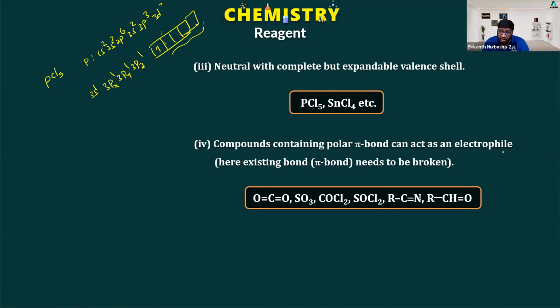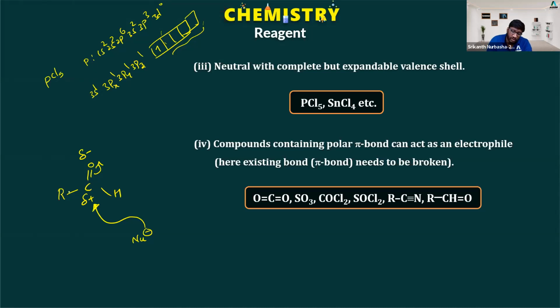Compounds containing polar pi bonds can also act as electrophiles, like CO2, SO3, COCl2, RC=H. RCHO is an aldehyde group. In the C=O, the pi electron density moves towards oxygen, generating a partial negative charge on oxygen and a partial positive charge on carbon. So whenever we have a nucleophile, it has a tendency to attack this electrophilic carbon. The pi electron density moves towards oxygen because oxygen is more electronegative. Because of that movement, this carbon has some electrophilic nature, so it can be attacked by any nucleophile.